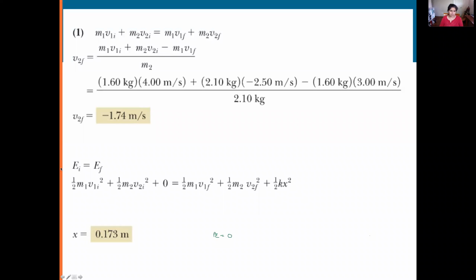For the second part, and it doesn't say part 2 here, but maybe we can write that in. So this is part 2, or part B. We're going to set the total energy initially equal to the total energy finally. There's no potential energy in place, so here's the sum of all the initial kinetic energies and the spring potential energy, which is 0. Sum of final kinetic energies and the spring potential energy. You need to solve for this x, right? And when you do that, you're going to see that it comes out to be 0.173.